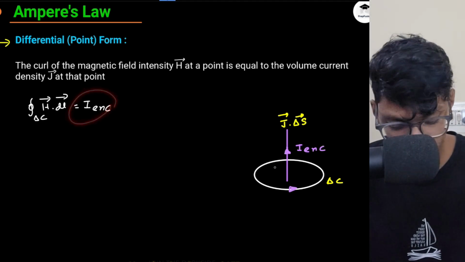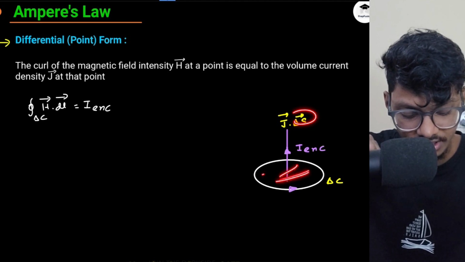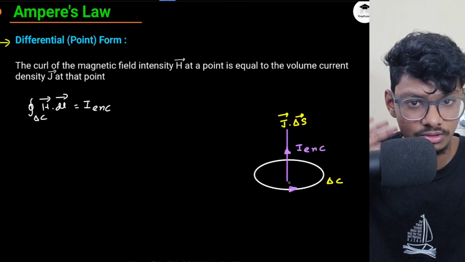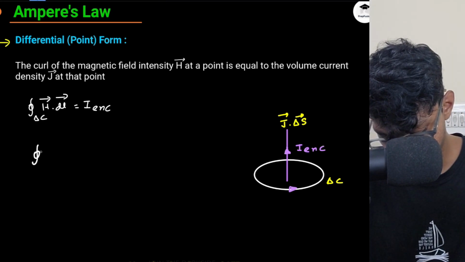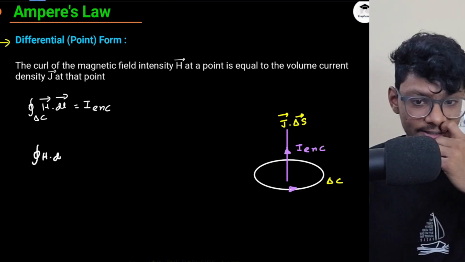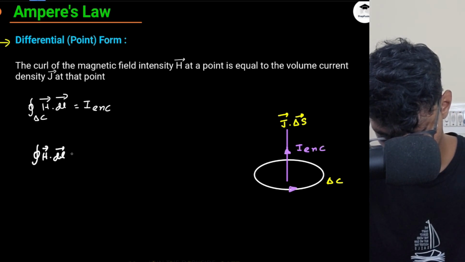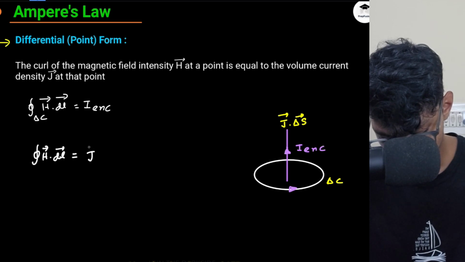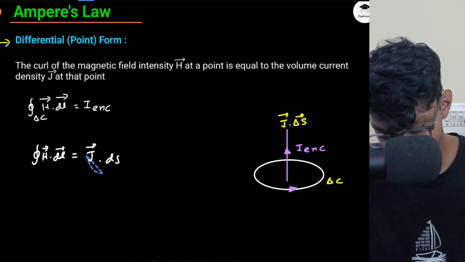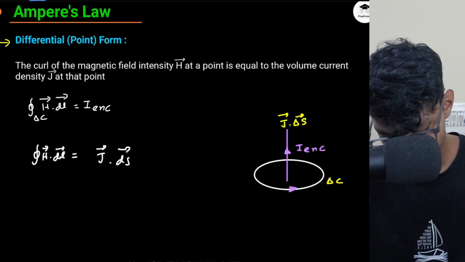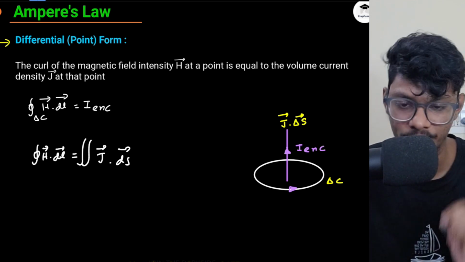So this I enclosed will be equal to the integral of J dot ds. Basically, J is the current density multiplied by the surface area, which will give me the total current that crosses this particular surface. Okay, so I can safely write my H dot dl equals J dot ds, or if I just integrate simply this thing, J ds, double integration, surface integration. This is an open surface integration.